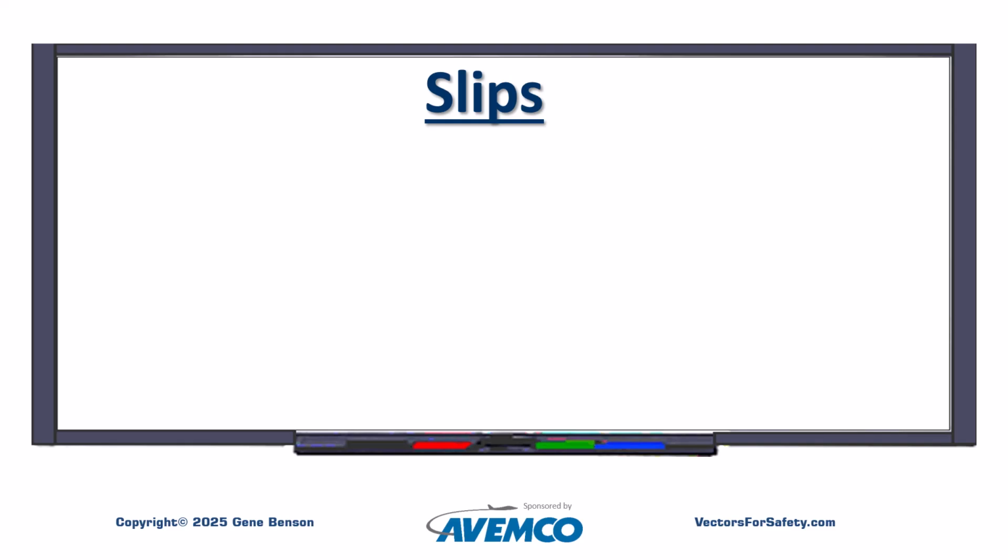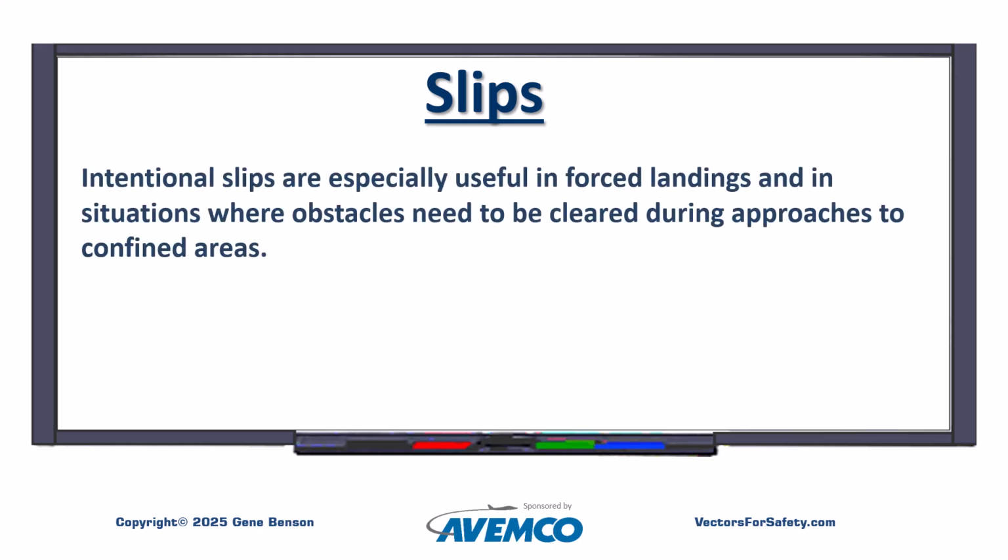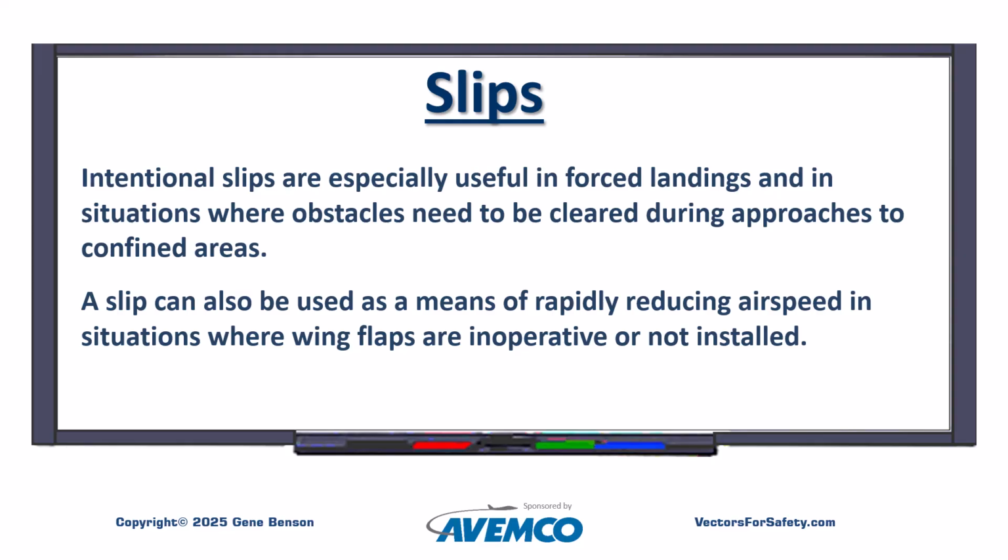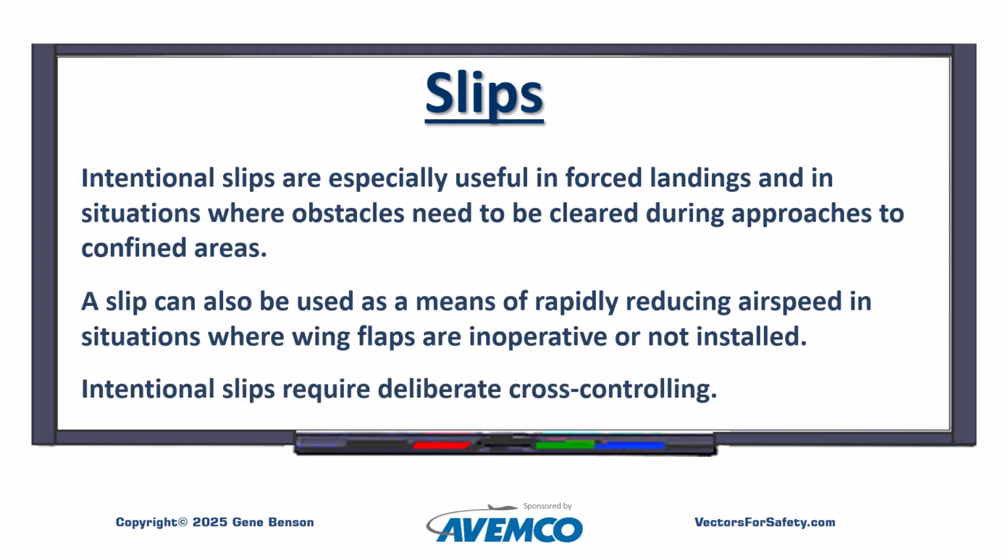Intentional slips are especially useful in forced landings and in situations where obstacles need to be cleared during approaches to confined areas. A slip can also be used as a means of rapidly reducing airspeed in situations where wing flaps are inoperative or not installed. Intentional slips require deliberate cross-control.